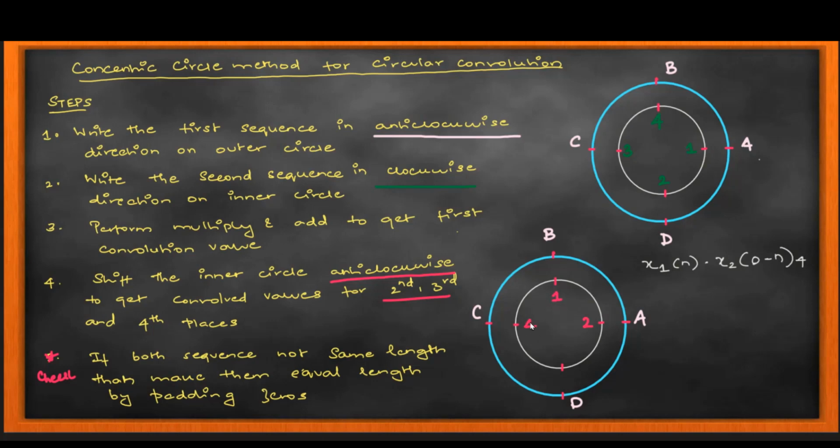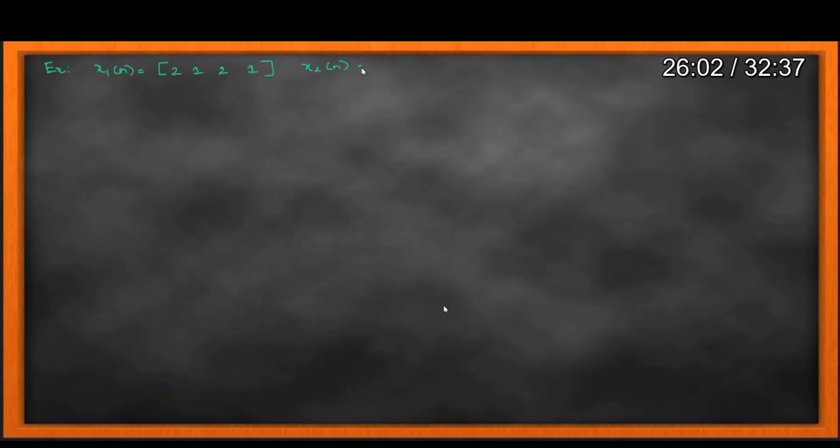For my next convolution value, I am shifting my inner cycle, or the inner sequence 1, 2, 3, 4, by one place anti-clockwise. My anti-clockwise shift is going to give it as 2, 1, 4, 3. You can see it, you can correlate it, right? How I've shifted it. Now this is needed to get my second convolution value.